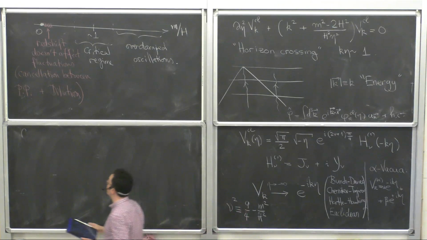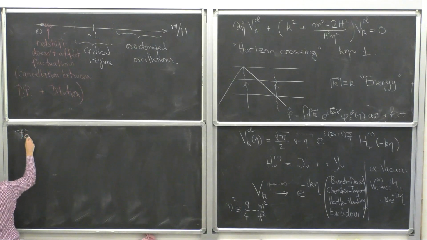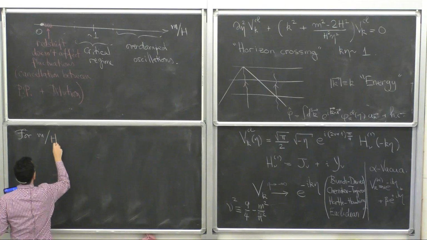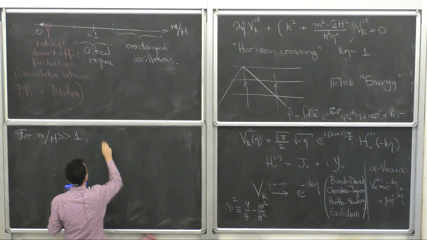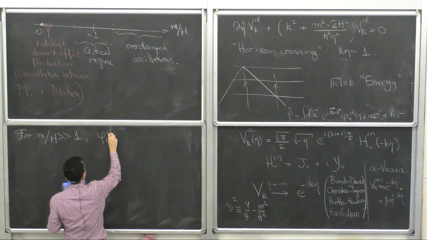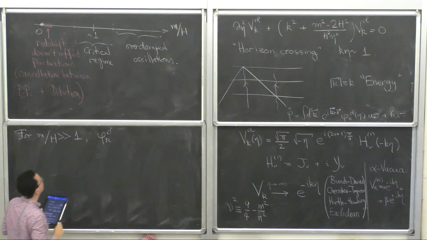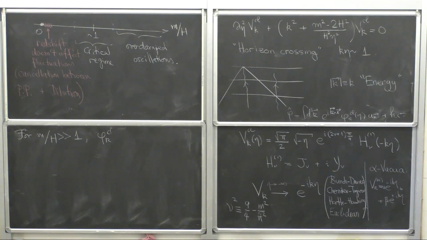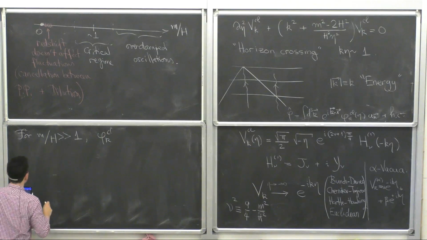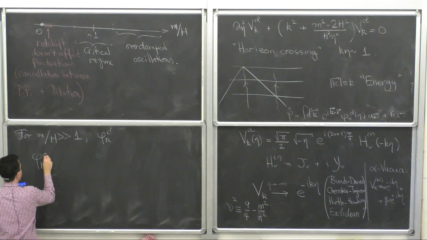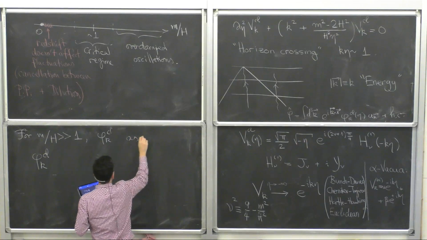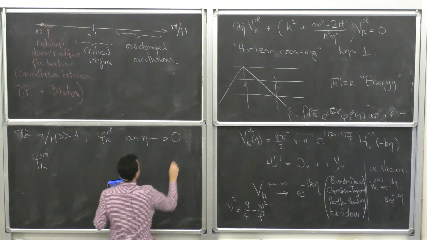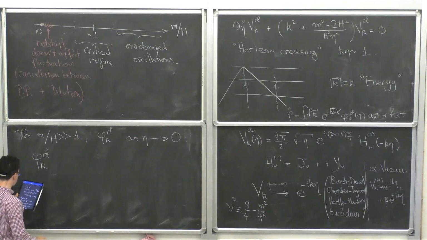So for m over h much bigger than 1, now I'm going to go back to phi k, okay? Phi k classical, not the Mukhanov-Sasaki, because the exponent looks nicer in phi k classical. It will make more sense. Phi k classical as eta goes to 0 at late times looks like this.